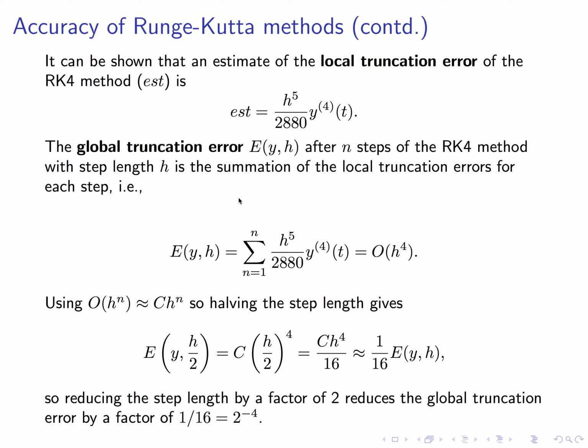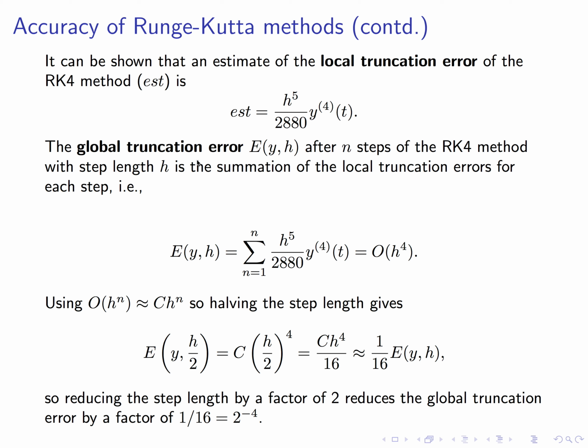It can be shown that the estimate of the local truncation error, remember the local truncation error is the error at each step of your method, and that's attributed to the truncation of the Taylor series. So the estimate of the local truncation error of the classical fourth order Runge-Kutta method is this. See the lecture notes for where I got this from. It's h to the power 5 divided by 2880 times the fourth derivative of y.